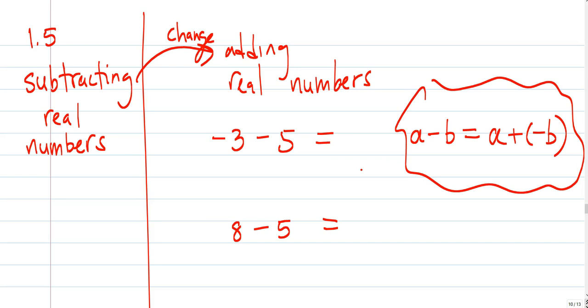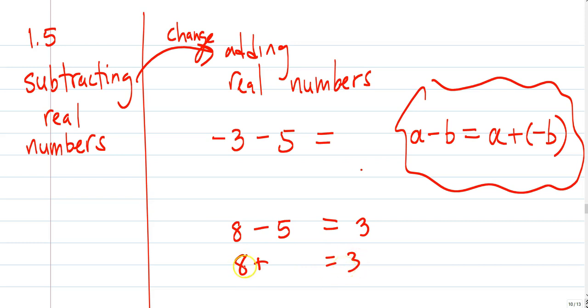So here's what I know. I know what 8 minus 5 is. Negative 3 minus 5, that weirds me out. But I know that 8 minus 5 is 3. Well, what if I don't want it to be subtraction? Because a question like the one up here is not really a nice one to have subtracting. What if I could change this into an addition problem? 8 plus what would give me that 3?